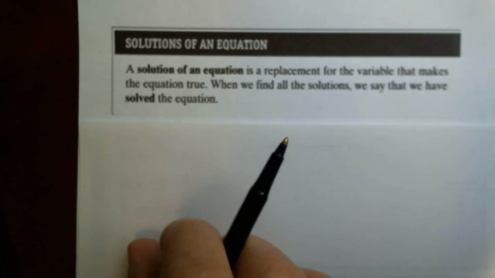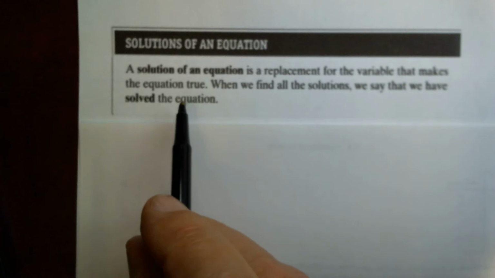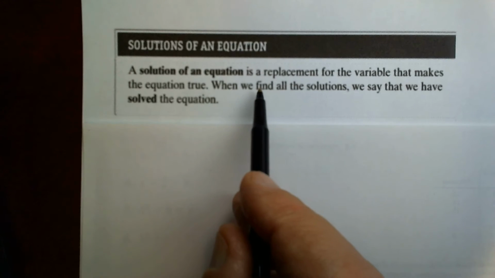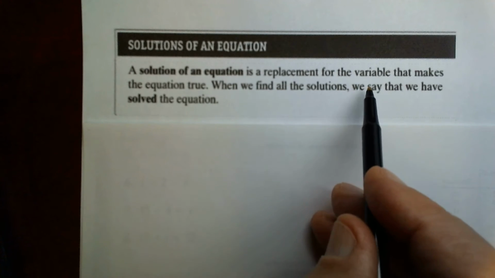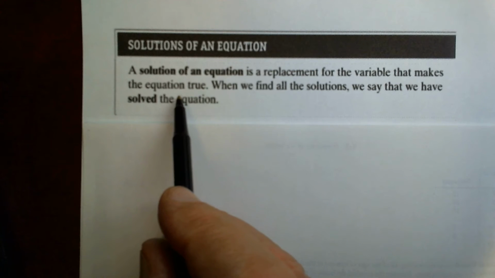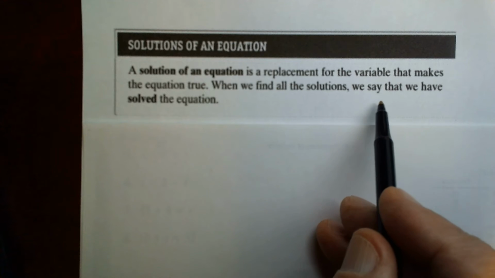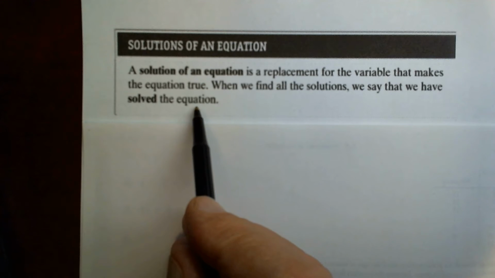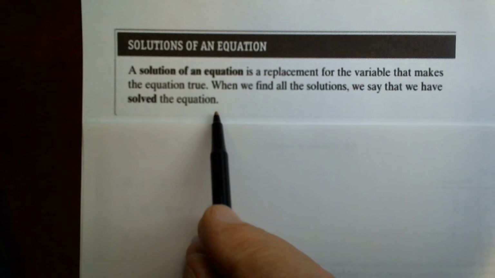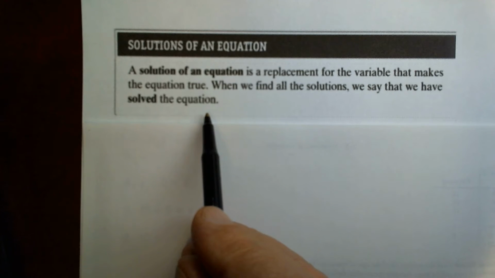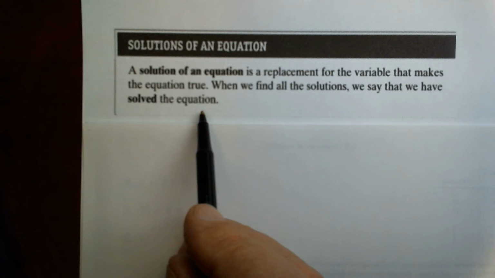So in general, we can talk about solutions of an equation. A solution of an equation is a replacement for the variable that makes the equation true. When we find all the solutions, we say that we have solved the equation. Okay? So in other words, to find the replacement value for the variable, once we find all of them, then we have solved the equation.